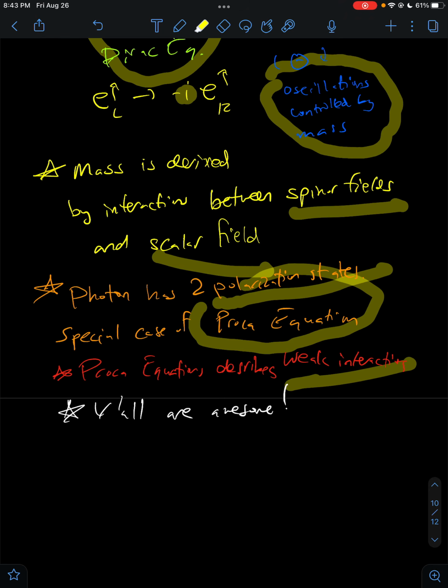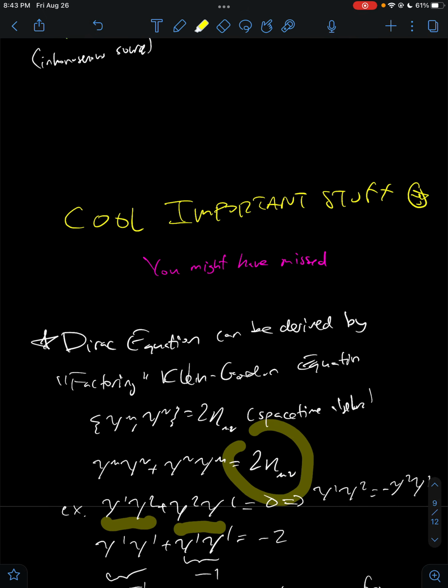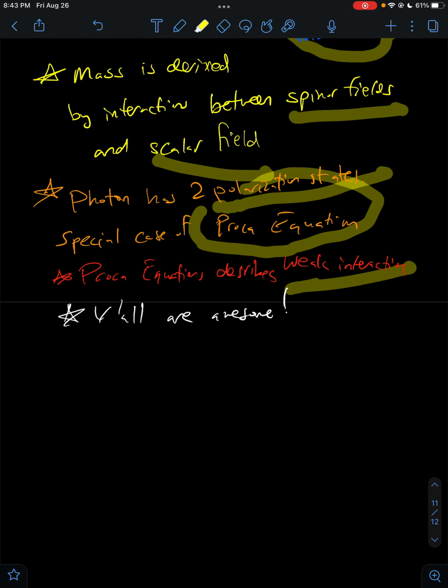I don't want to say non-trivial, because QCD is non-trivial. I wouldn't really say weak theory is non-trivial in the strict sense of trivial. But weak theory is very non-intuitive, for sure. So that's why the Proca equation isn't really talked about that much. But it is going to be used a heck ton in the weak theory video. And the last most important thing of cool important stuff is that y'all are awesome.